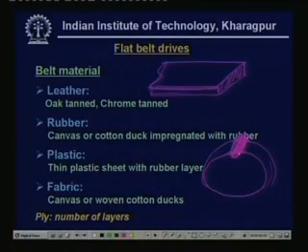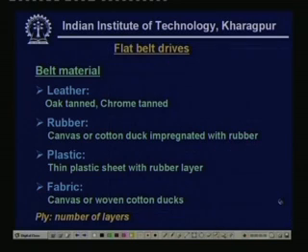Now, in the case of belt materials, what we get are the leather belt, that is oak tanned or chrome tanned, rubber, and canvas or cotton duck impregnated with rubber. Then there are plastics: thin plastic sheets with a rubber layer are being used in belts.